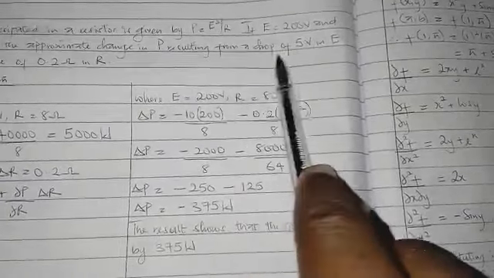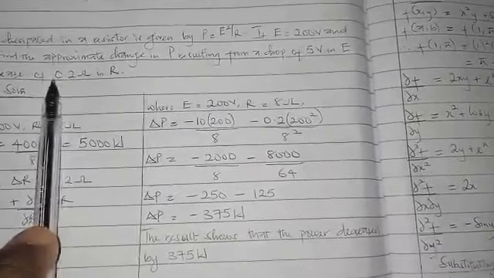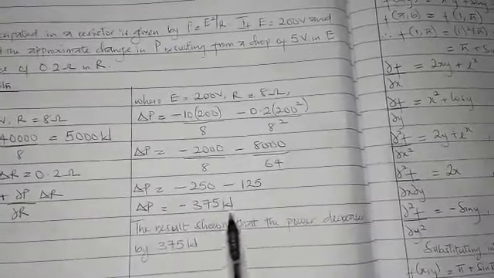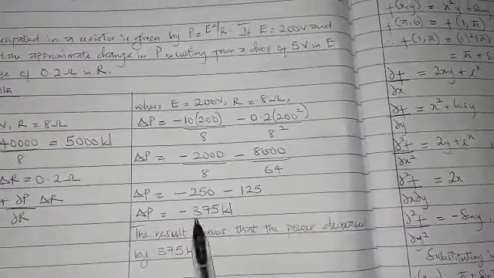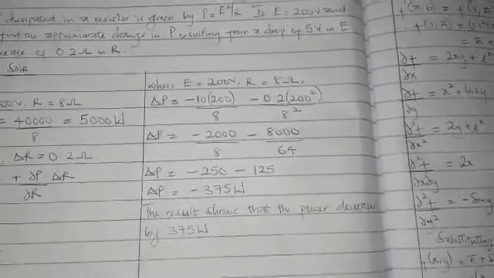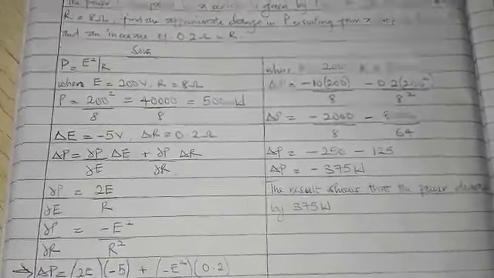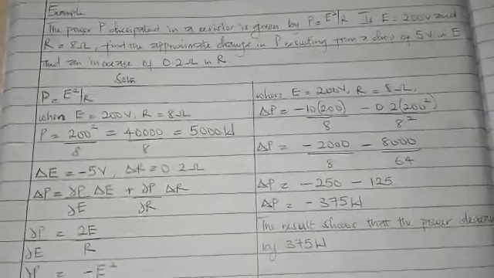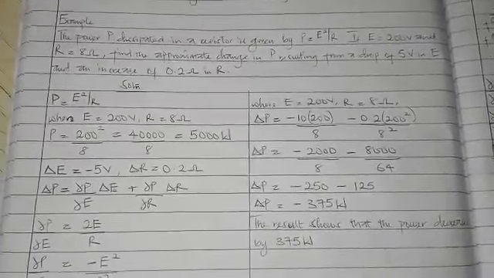So when there's a drop of 5 volts and an increase of 0.2 ohm, the change is that the power decreases by 375 watts. So that's another example of application of partial differentiation in errors and approximation. Alright, so be sure to go through it and ask your questions.